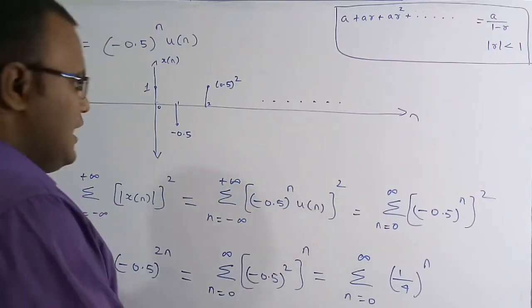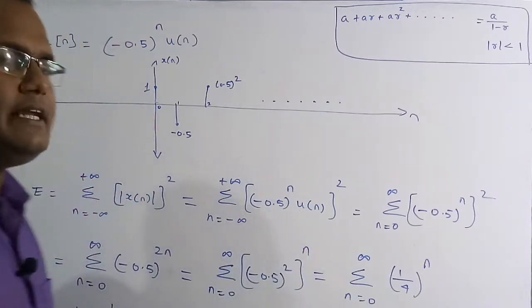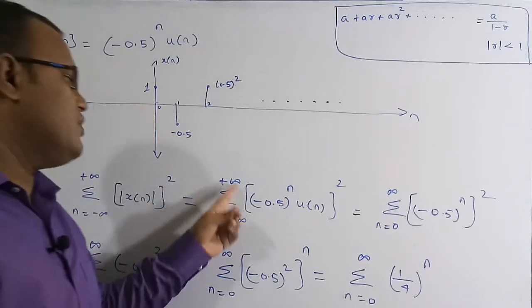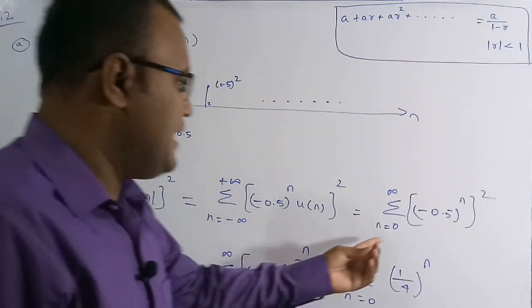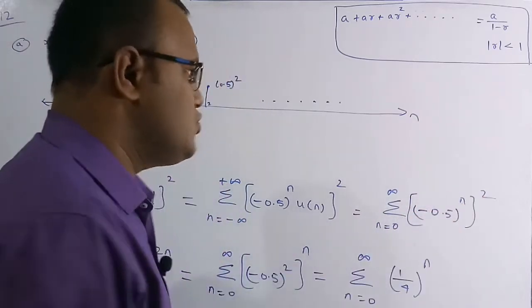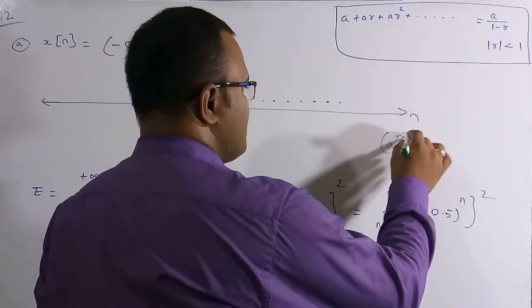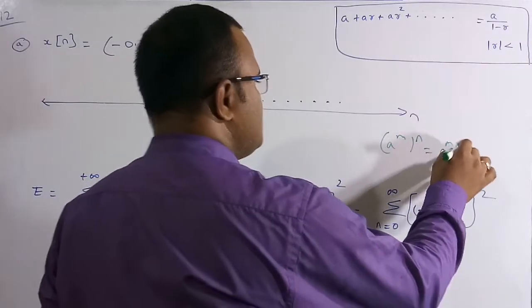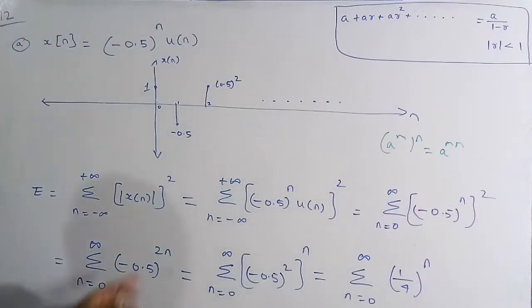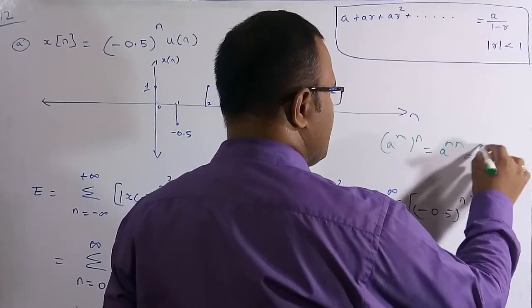Now I am going to define the limits, because u[n] is present only from 0 to infinity, but not from minus infinity to 0. So now I am going to make the limits n equals 0 to infinity of ((-0.5)^n)². So (a^m)^b means (a^m)^n is nothing but a^(m·n). So now this is 2 into n. Similarly, we can write it in another fashion also, which is (a^n)^m.